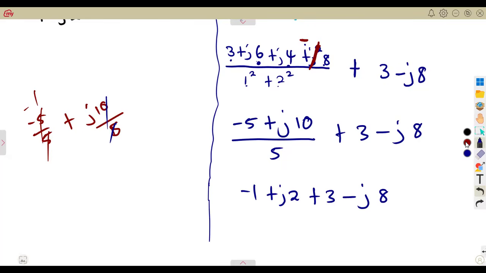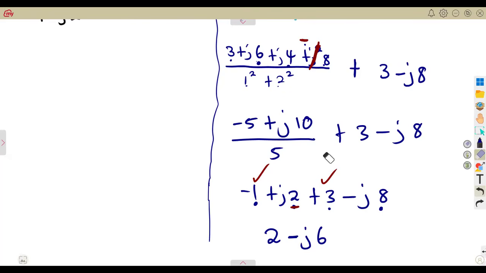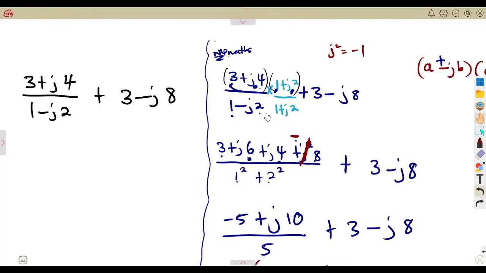That's where we are. Now we can see there are real terms there, and we can collect the real terms together. Minus 1 plus 3 is 2. The imaginary part, J2 and minus J8: you're subtracting there, 2 minus 8 is minus 6. So it's going to be minus J6. The simplification there was a procedure where you get rid of the denominator.